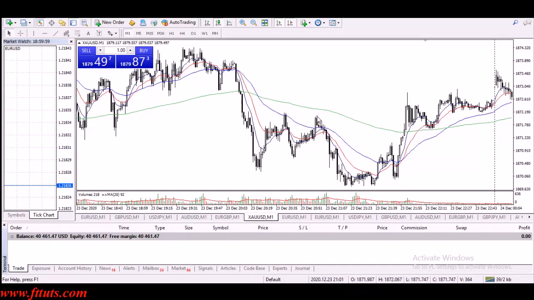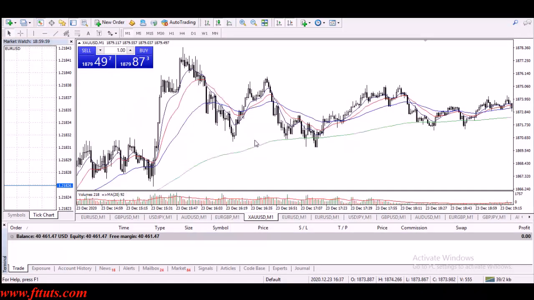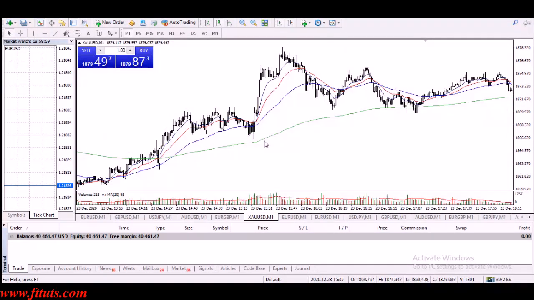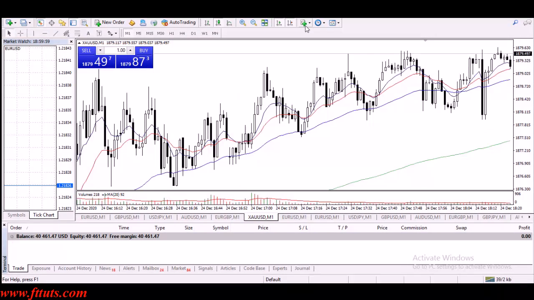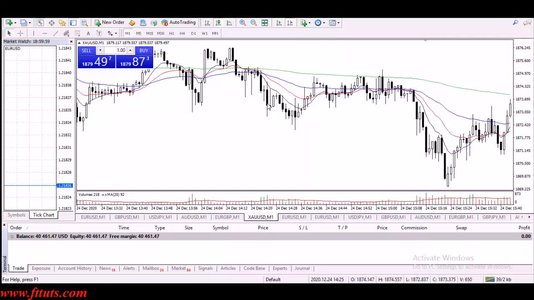You have sold here, and you placed your stop loss above EMA 200. Price did not reach your stop loss, and you made lots of profits. That's the gold market. That's what I'm talking about, pay attention here. I'm so glad that I have found it.